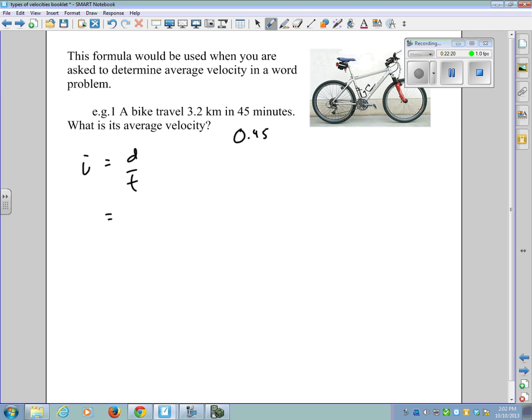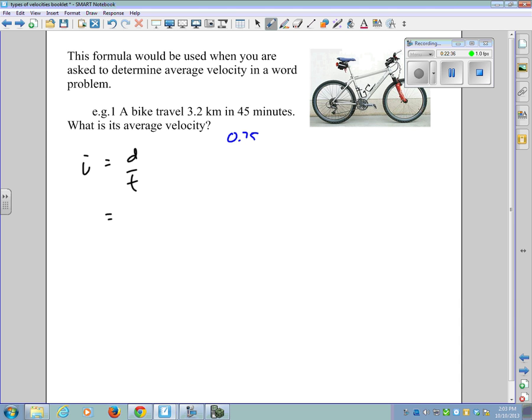No. Okay, good. It's not that. You'd be surprised how many people want to do that. 45 minutes, oh, that's 0.45. Most people know that 45 minutes is 0.75. You just sort of know that, right?